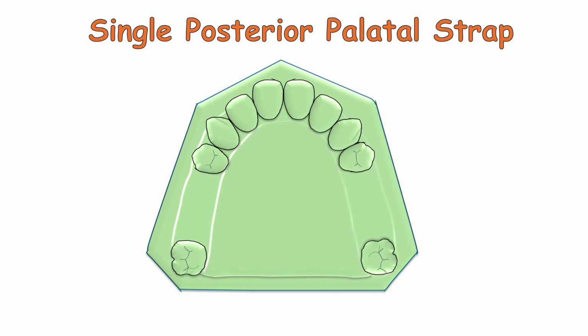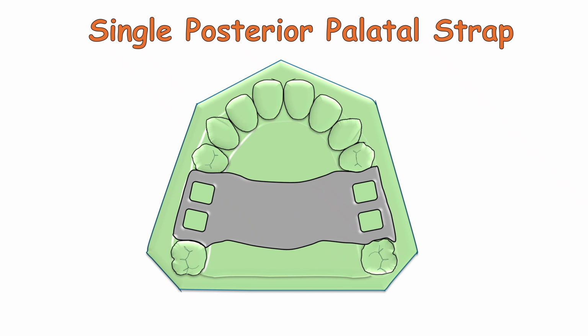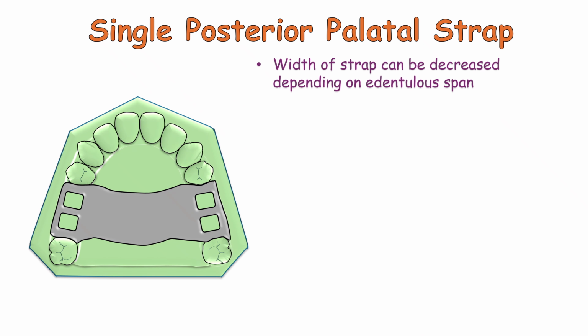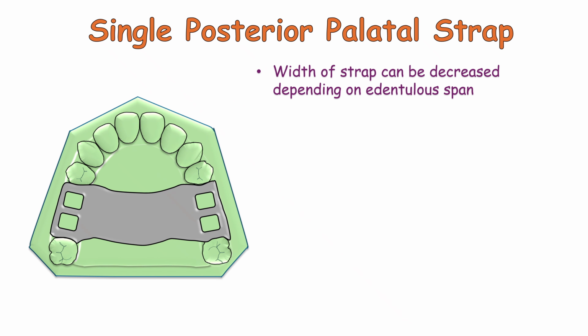Coming to the next, which is the single posterior palatal strap. This is the single posterior palatal strap. It has a wide thick band of metal plate that runs across the palate. The width of the strap can be decreased depending on the edentulous span area. It should be at least 8 mm wide.